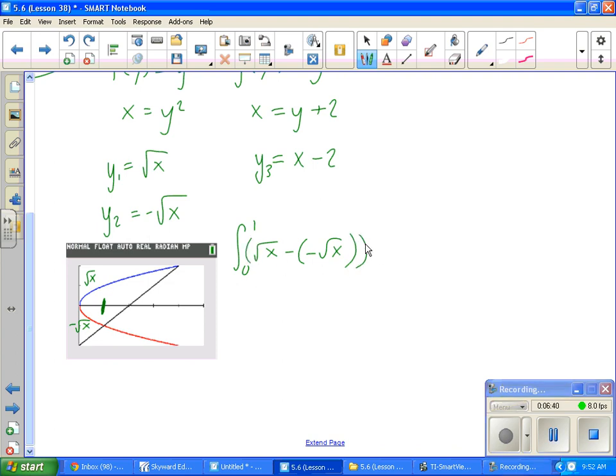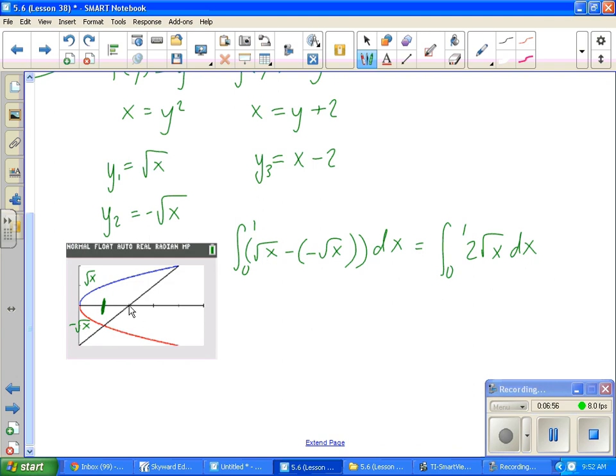What's square root of x plus square root of x? 2 square root of x, right? So that's what I'm going to do from 0 to 1. And the 2 you could pull out front, right? So from there, we should be able to do that.